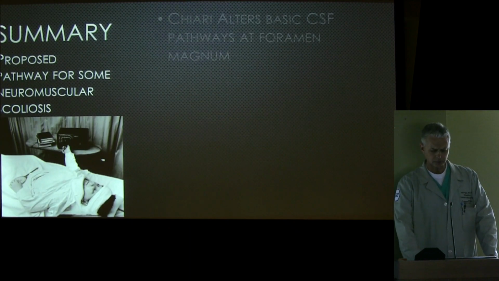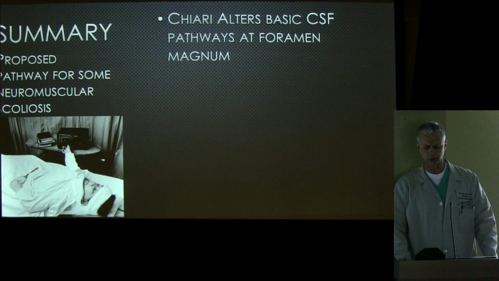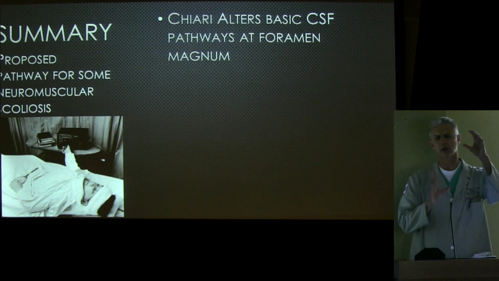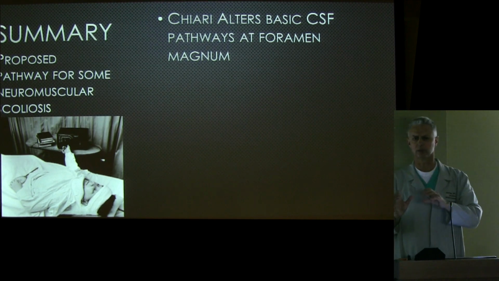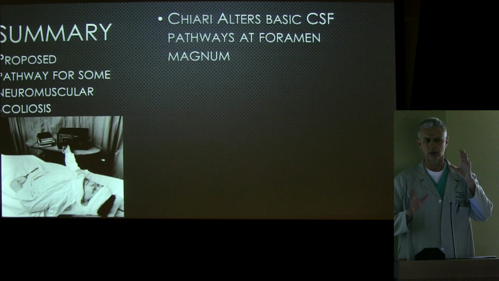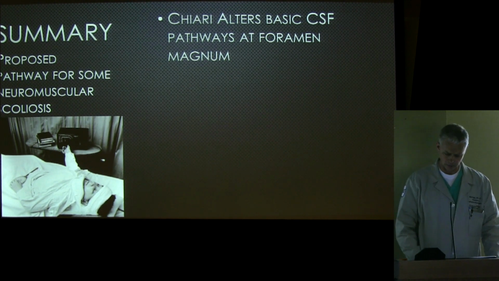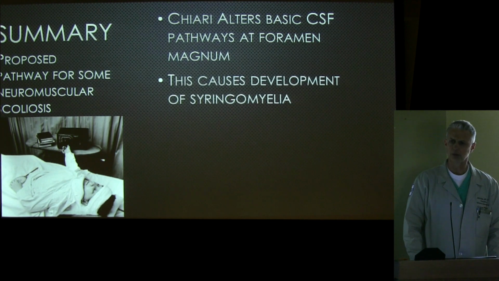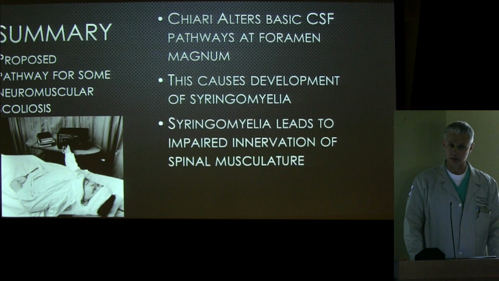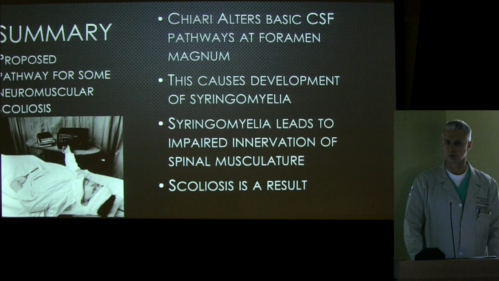So, a summary. This is how Chiari is related to Syrinx is related to scoliosis. Chiari alters the basic CSF pathways at the top, at the foramen magnum. And this causes the development of the Syrinx in many cases, not all. The Syrinx then leads to impaired innervation of the musculature and then the development of scoliosis. That's sort of it in a nutshell.